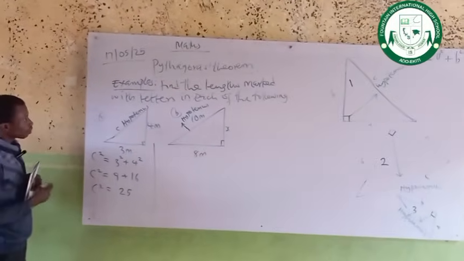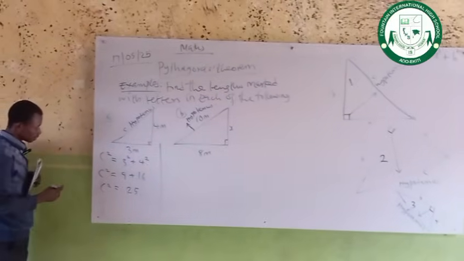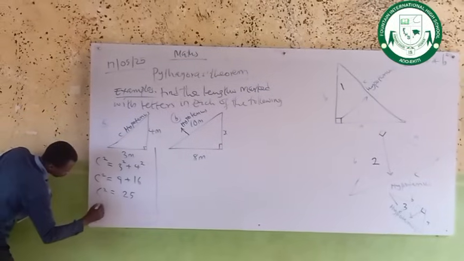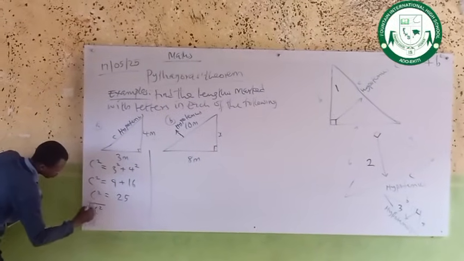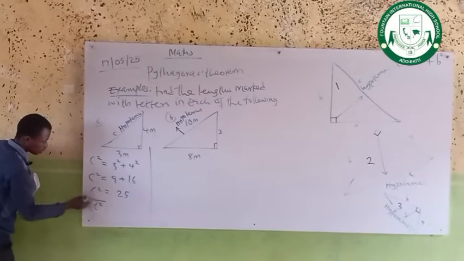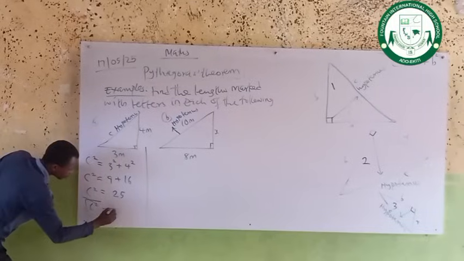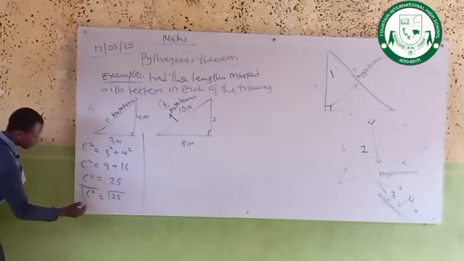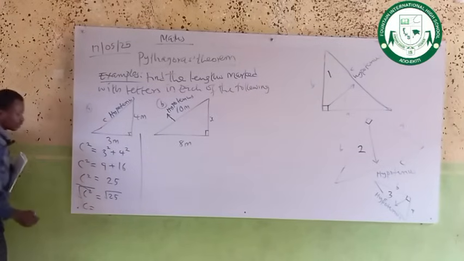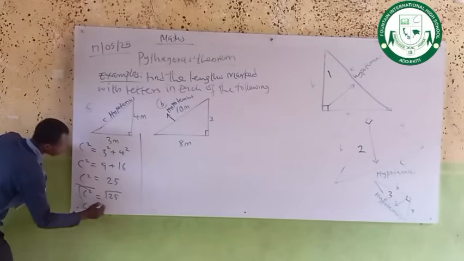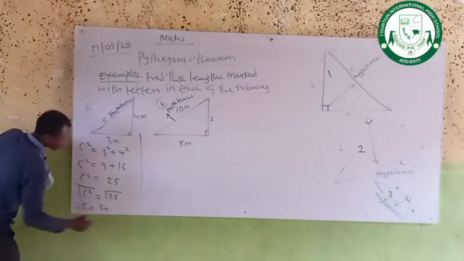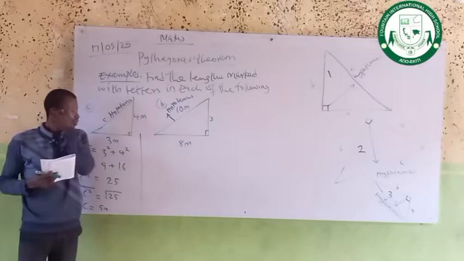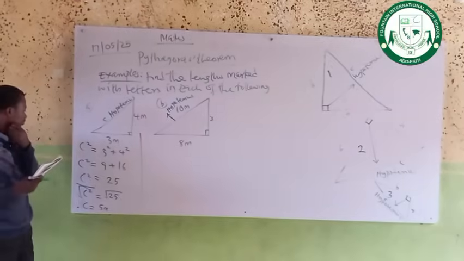Now let's get what the value of C is, by taking the square root of both sides. C square, we cancel this square with the square root, equals the square root of 25. You are left with C here. The square root of 25 is 5. That means that the hypotenuse side is 5 meters.